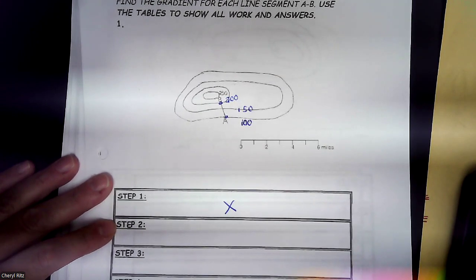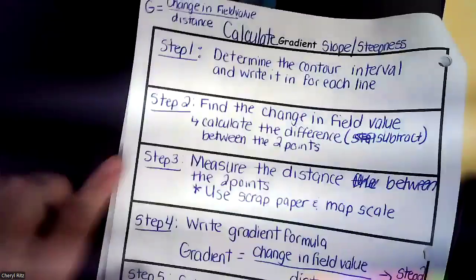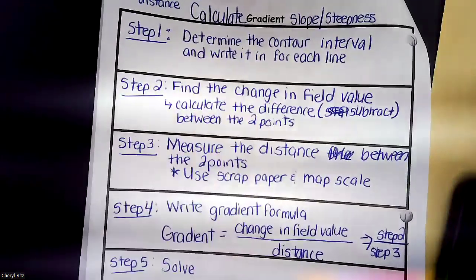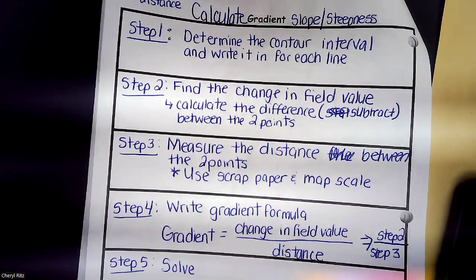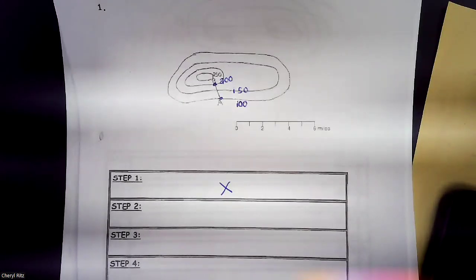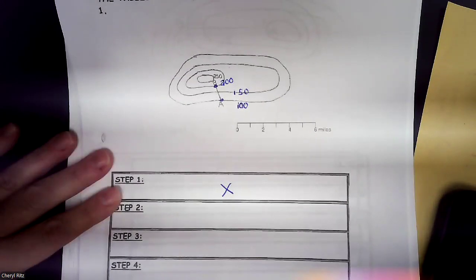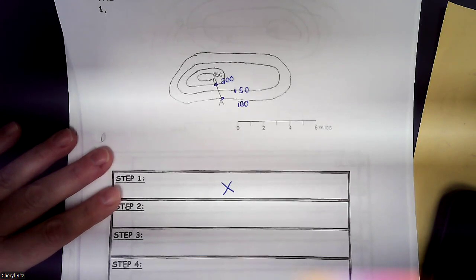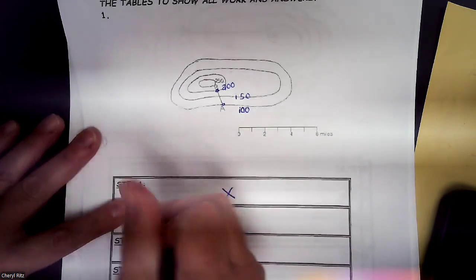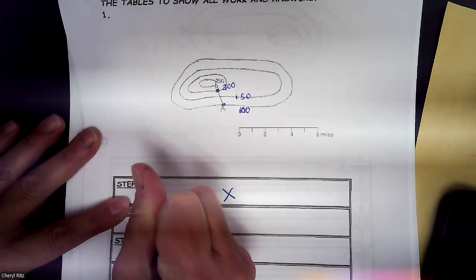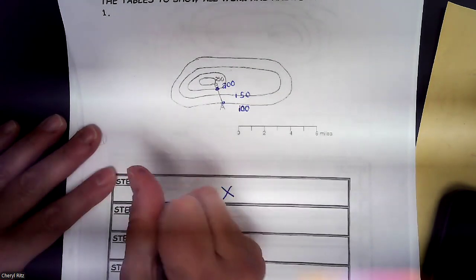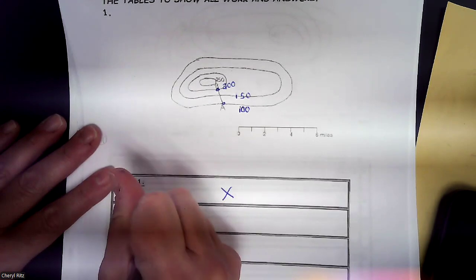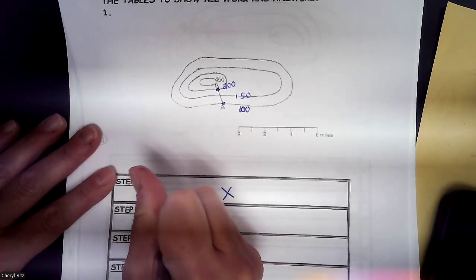Step 2 from our notes. Step 2 says find the change in field value. In other words, calculate the difference or subtract the 2 points. So again, I'm just going to do all the steps, and you don't have to do this once you've got it under your belt. But for today, let's say, what is the elevation at A? 100. And what is the elevation at B?